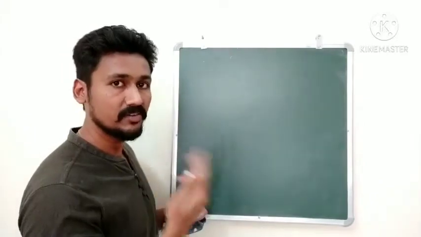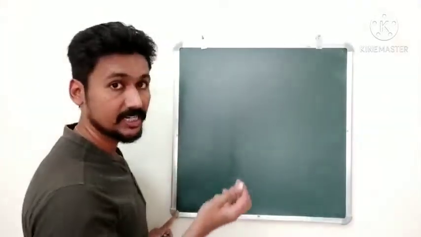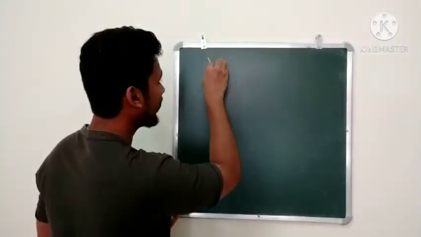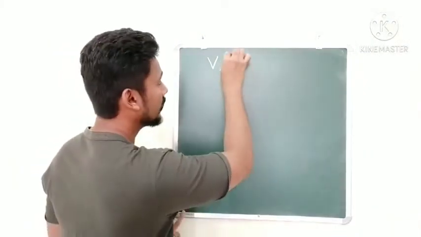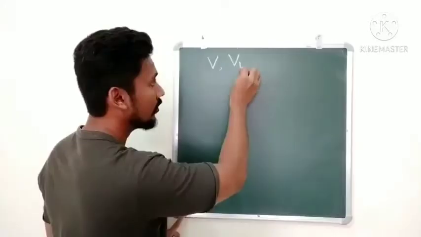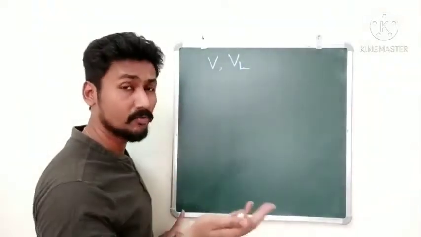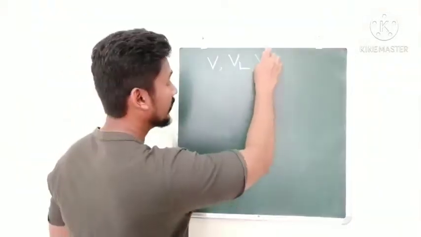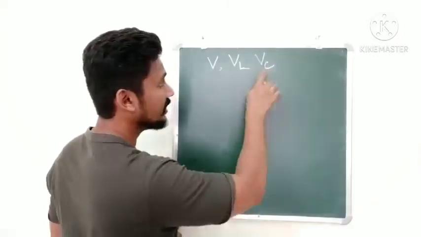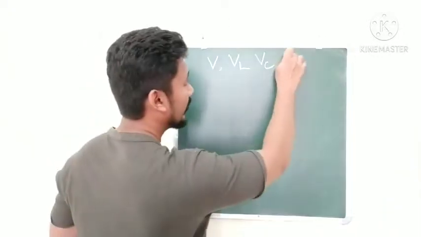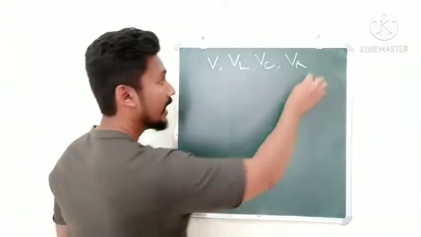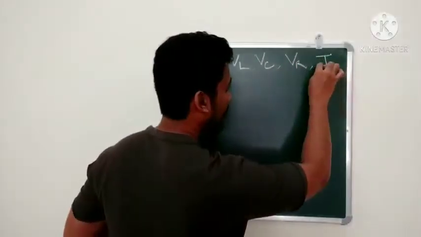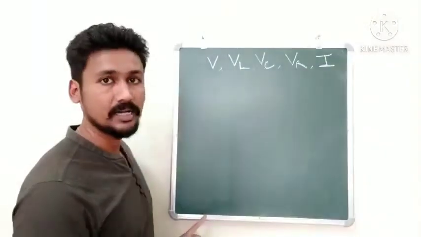Here we will use some phasors, vectors. Which are the vectors we will use? We will use the vector capital V for the power supply. We will use the phasor VL for the voltage across the inductor. Then VC for the voltage across the capacitor, and VR for the voltage across the resistor. And we will use the phasor capital I as the current phasor.